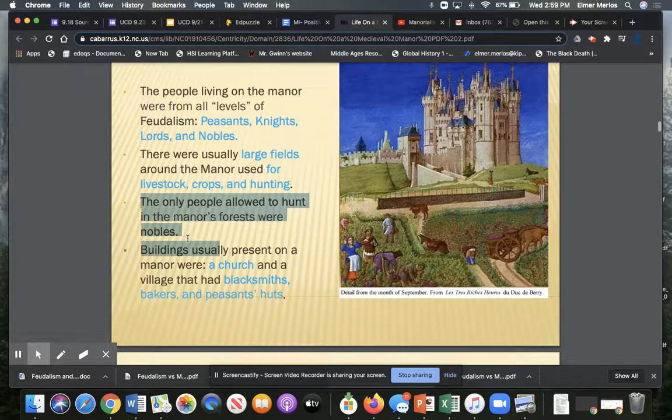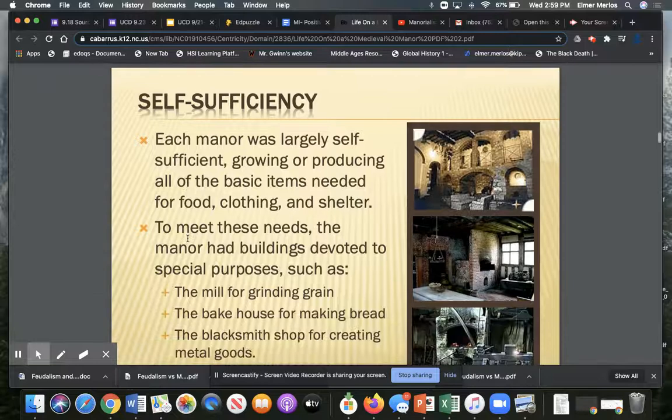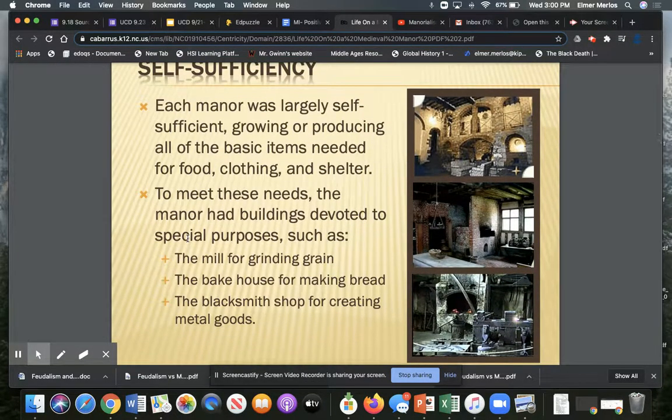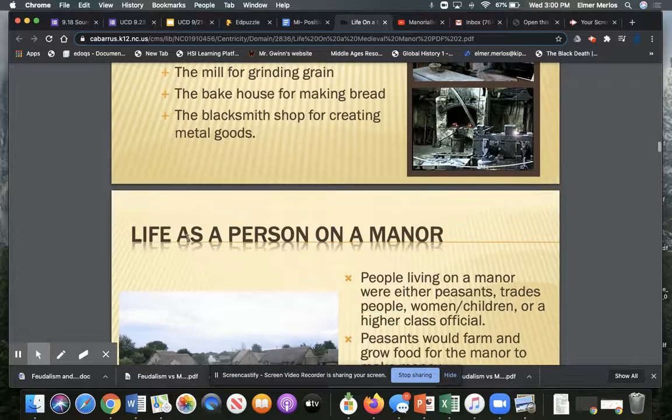The buildings usually found in a manor: there might be a church, there might be a village with blacksmiths, bakers, and peasant huts. We talked about self-sufficiency, that you're trying to do everything you can here at the manor. You're trying to avoid contact with the outside.